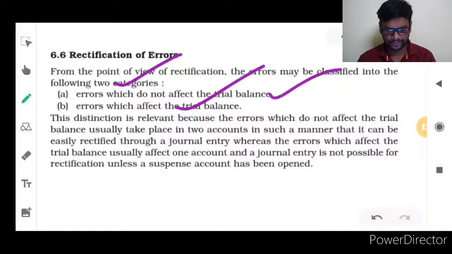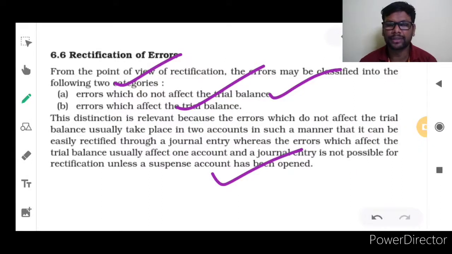This distinction is relevant because the errors which do not affect trial balance usually take place in two accounts in such a manner that they can be easily rectified through a journal entry, whereas the errors which affect the trial balance usually affect one account, and a journal entry is not possible for rectification unless a suspense account has been opened.